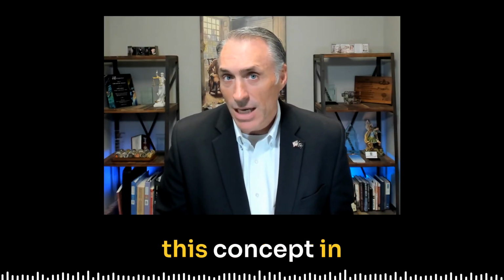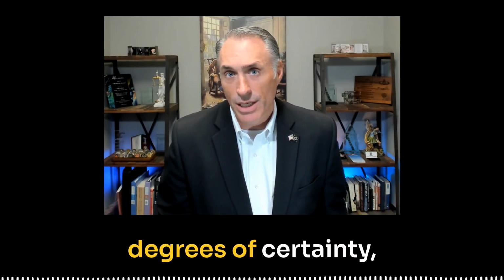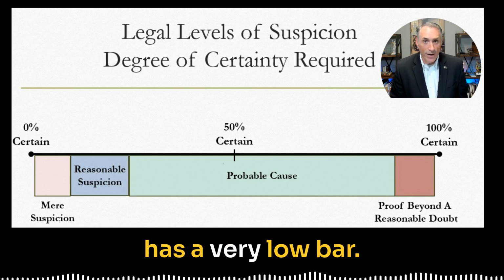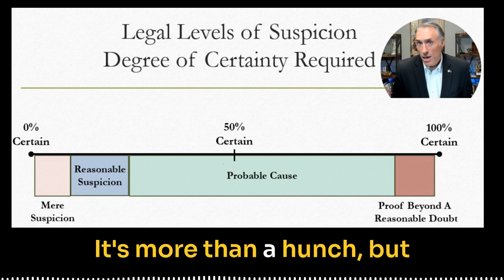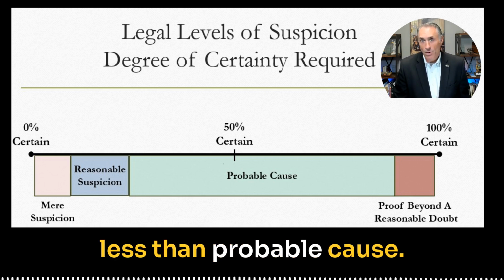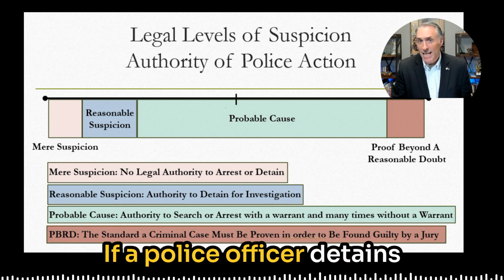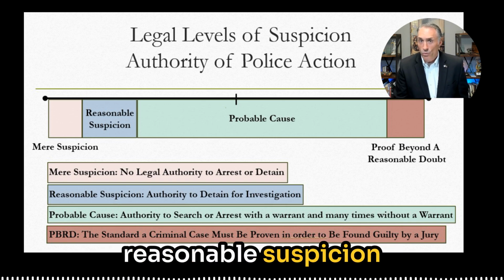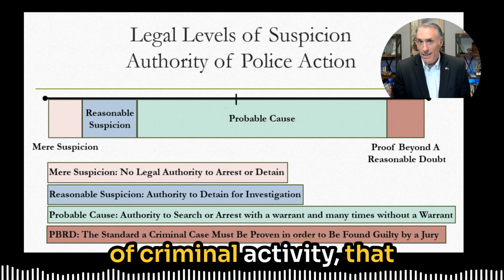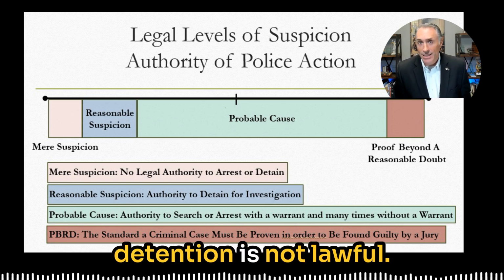If we think about this concept in degrees of certainty, reasonable suspicion has a very low bar. It's more than a hunch, but less than probable cause. If a police officer detains someone without reasonable suspicion of criminal activity, that detention is not lawful.